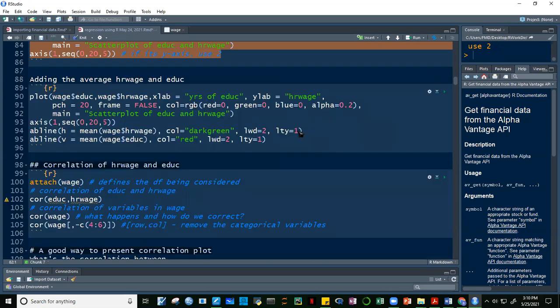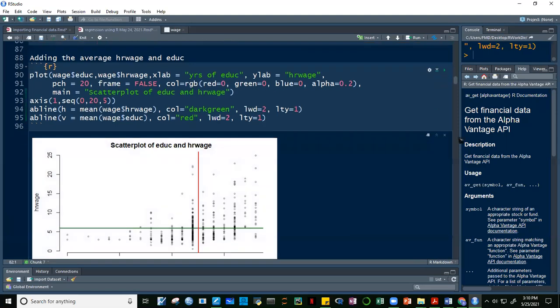Okay. Now, what we can do here is idagdag natin guys yung average ni hourly wage at saka average ni education. Isama natin dun sa plot natin, no? So this one, aside from the first 4 lines, pinasok natin si ABline, H is horizontal. Ibig sabihin, horizontal ng mean ng hourly wage. Tapos linagyan natin yung color, tapos yung width niya, at saka yung line type, which is 1. And then also here, vertical line for the mean of education. So let's run this.